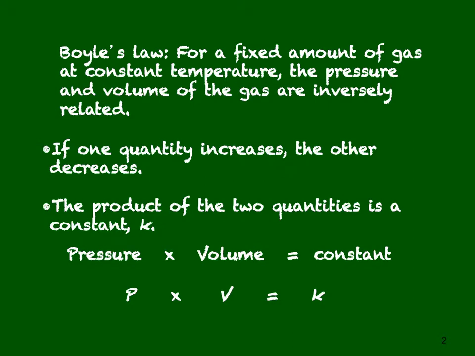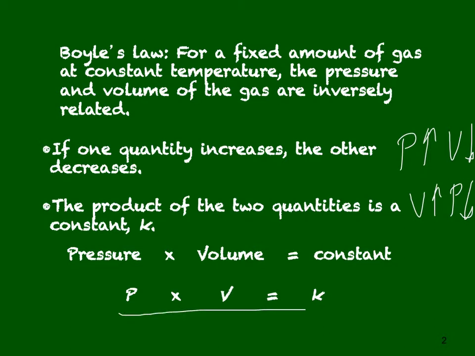So, as pressure goes up, the volume must go down. If the volume goes up, the pressure must go down. Another way to state this is that pressure times volume is equal to a constant. And we're going to call that constant K.